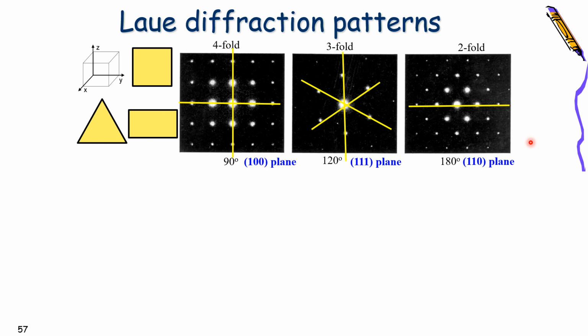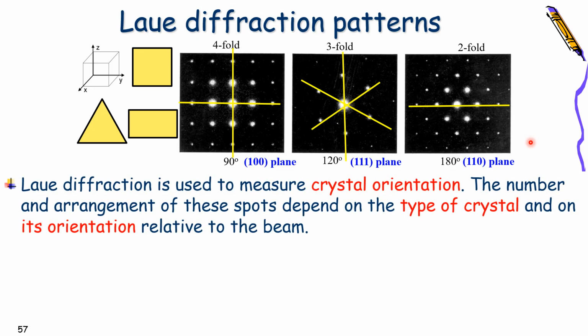So this is a very useful tool, right? If you have a machine with an X-ray beam and you put the object into the X-ray beam, you can realize what plane you are looking at. So Laue diffraction is used to measure crystal orientation, like 111 or 110. The number and arrangement of these spots depend on the type of crystal and on its orientation relative to the beam.